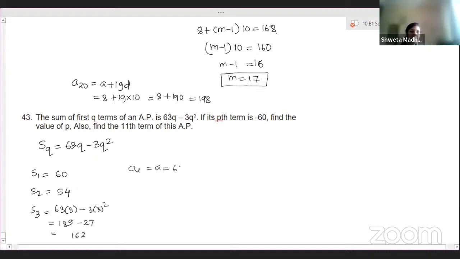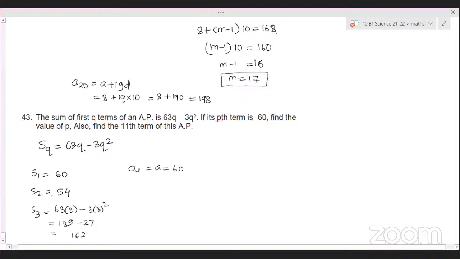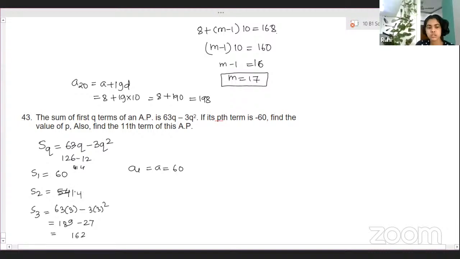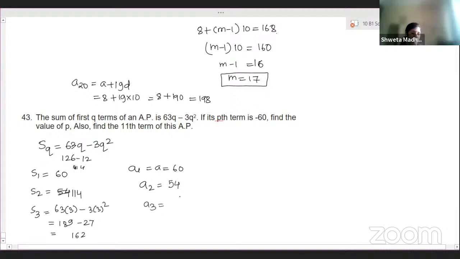So ma'am, S2, I'm getting 114. How is this possible? 63 into 2, oh ma'am, 126. I'm so sorry, I mixed the value of A2 and S2. Yes ma'am, it's 114. So what is A2 then? 114 minus 60, that's 54. And A3 is 162 minus 114, that is 48. How is it? No, something is wrong.